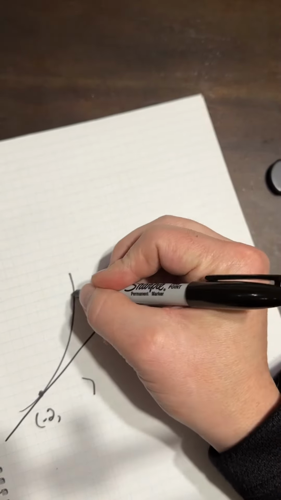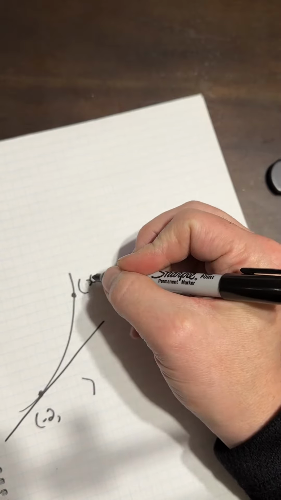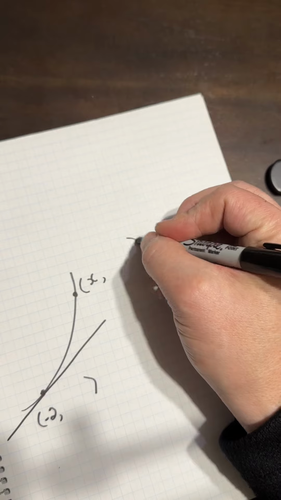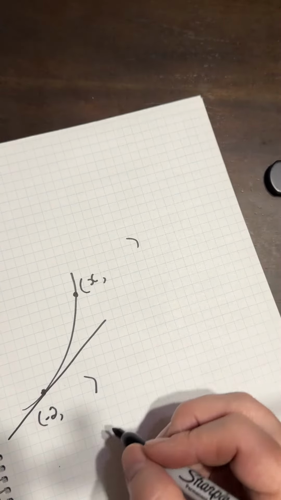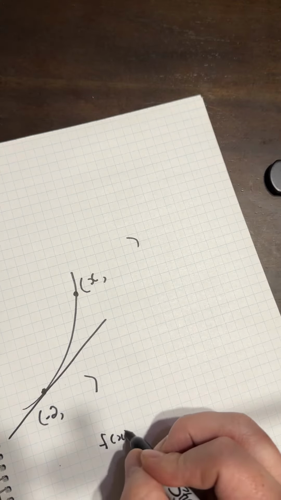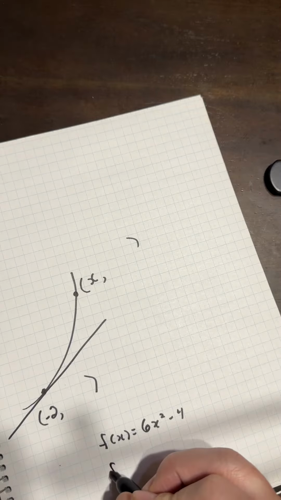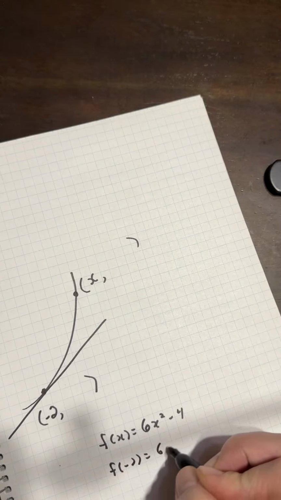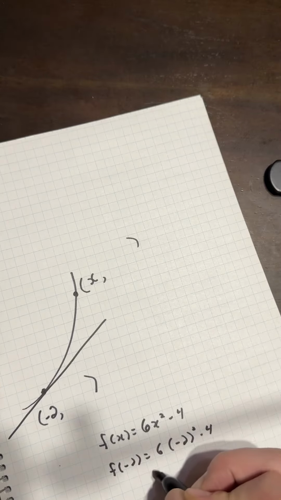And in method 2, we don't announce what the second point is. So that's going to be an x there. We don't know what that x is just yet. Now, how do we get these y values? Well, the answer is sub it in. Our function here is f at x equals 6x squared minus 4. So f at -2, I sub in the -2, I get 6 times -2 squared minus 4.